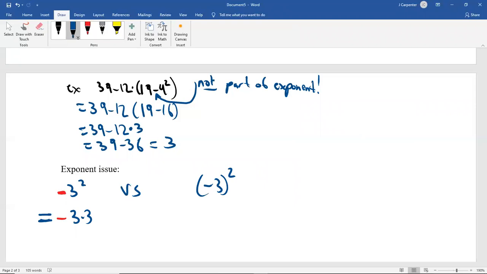The exponent does not apply to a negative unless it's wrapped in a parentheses like the second case. In this one, it is negative 3 times negative 3. You technically don't need the parentheses around the first one, but most people put it anyways. And look at the answers. The first one's going to be negative 9. Negative times a positive is a negative. And the second one's going to be a positive 9.